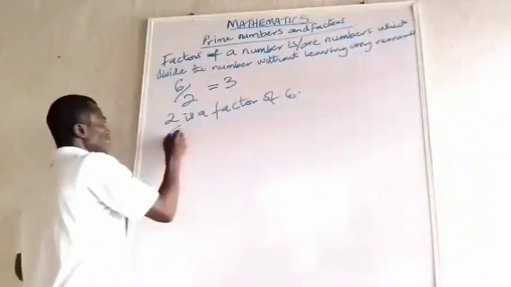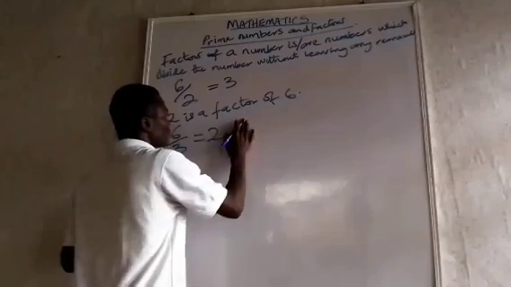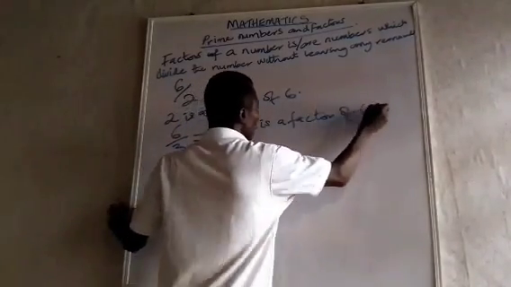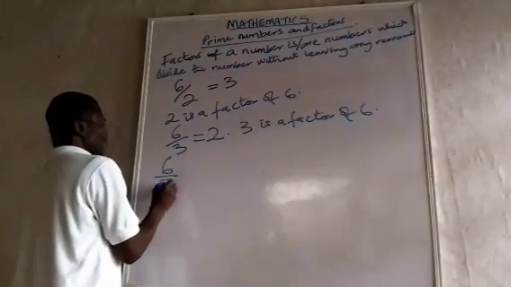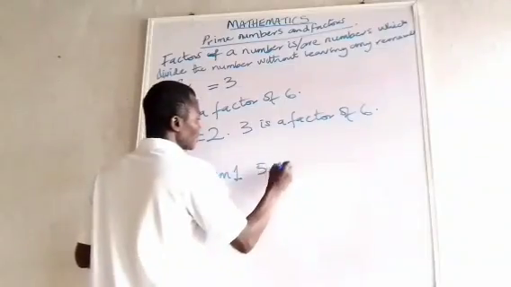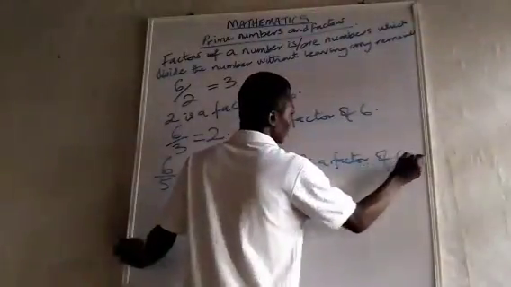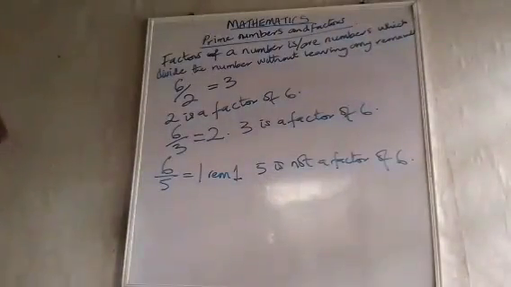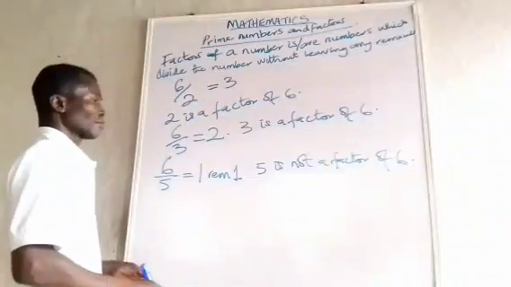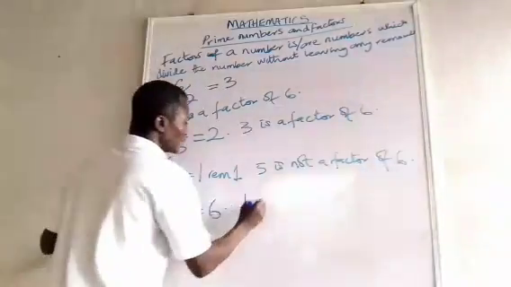Look at this again. If we say 6 divided by 3, we are going to have 2. So 3 is a factor of 6. But now let's do something. 6 divided by 5 is 1 and remainder 1. So 5 is not a factor of 6. So we have established what a factor is now. But factors for a number can be many. Let's look at this again. 6 divided by 1 is equal to 6. So 1 is a factor.